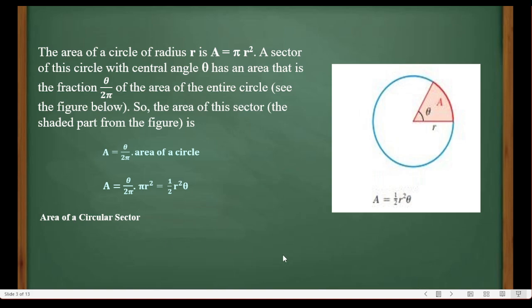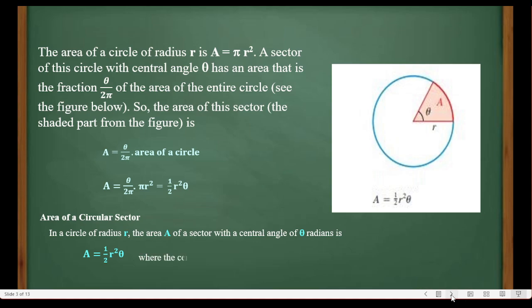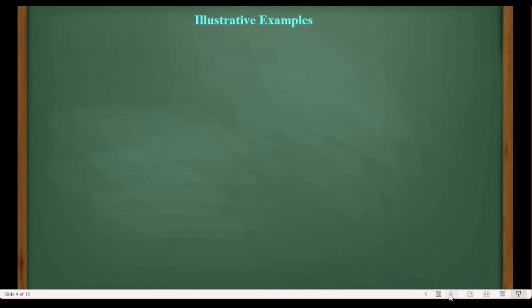The area of a sector. In a circle of radius r, the area denoted by capital A of a sector with a central angle of theta, which is in radians, is A equals 1/2 the square of the radius multiplied by the measure of the central angle theta, where the central angle theta must be in terms of, again, radians. Now let us consider some examples.